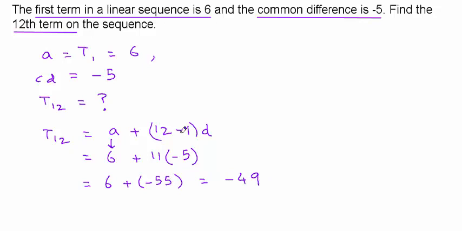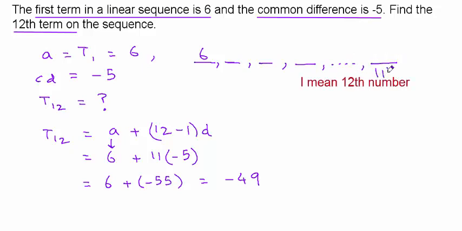So in that sequence, the first term is 6, and then you have certain other numbers, they keep decreasing. By the time you reach the 12th number on the sequence, there's a negative 49 out here.